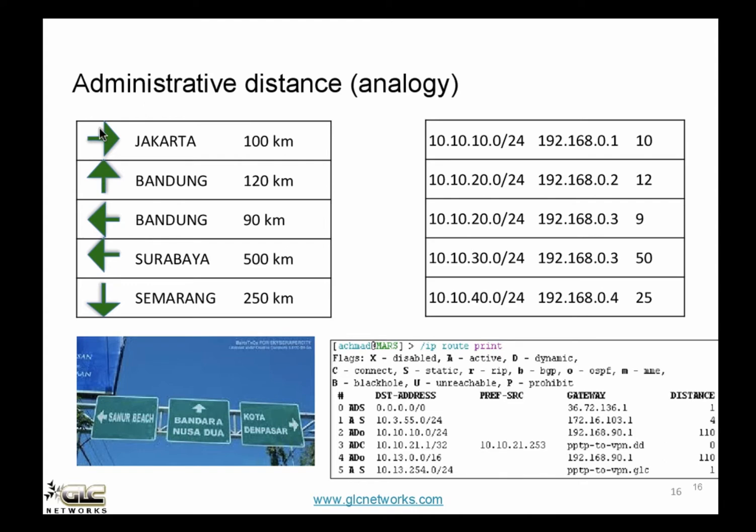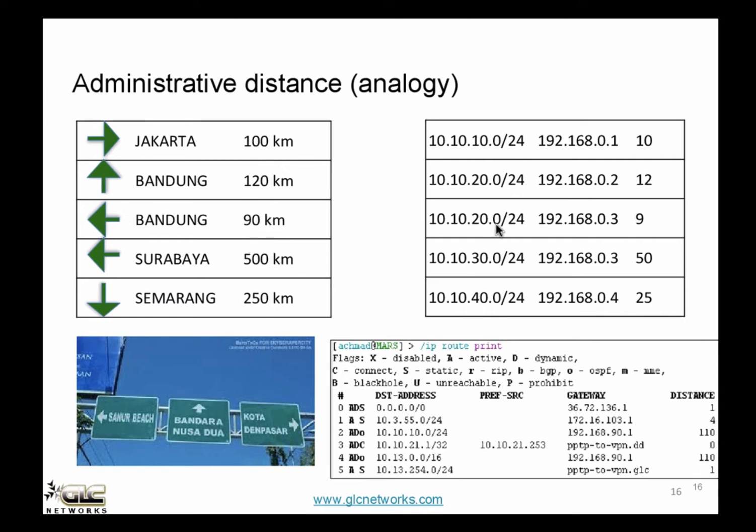Okay, back again to the topic here about administrative distance. We have different destinations, and then we have different gateways on the left, see, with the green arrow. Jakarta means you go right, Bandung you go straight or you can turn left, Surabaya turn left, Semarang you have to turn around. And then on the top left table is the distance.